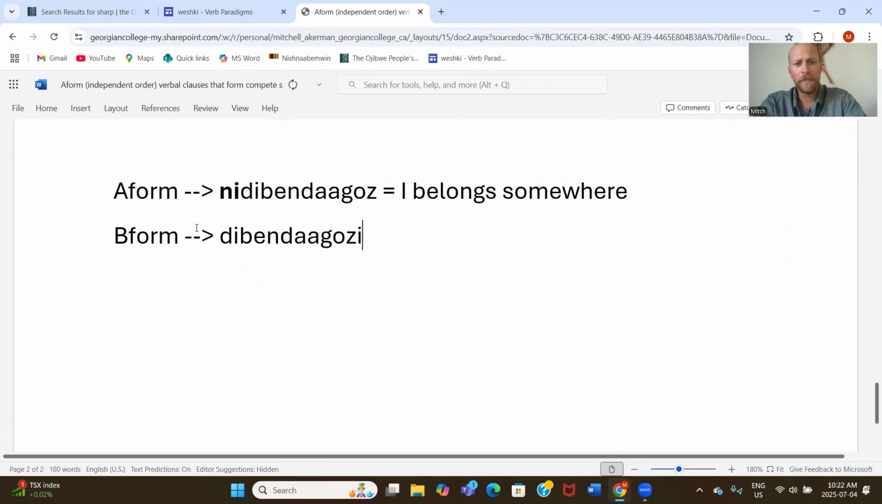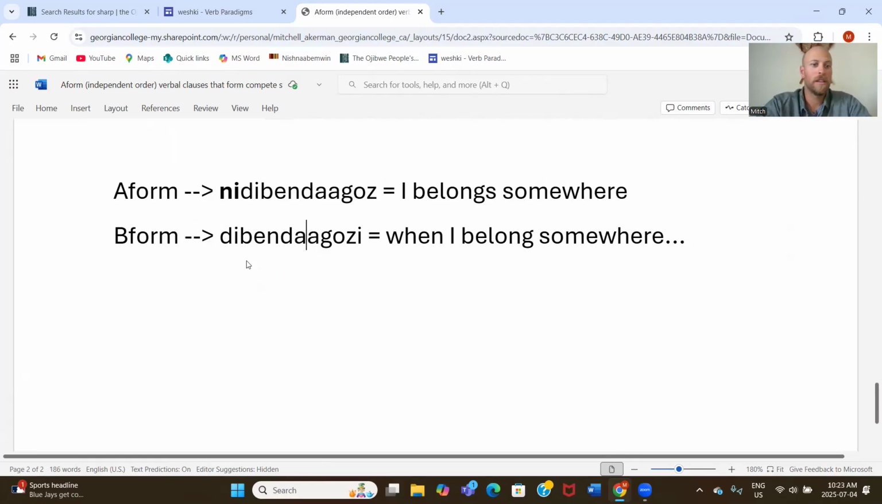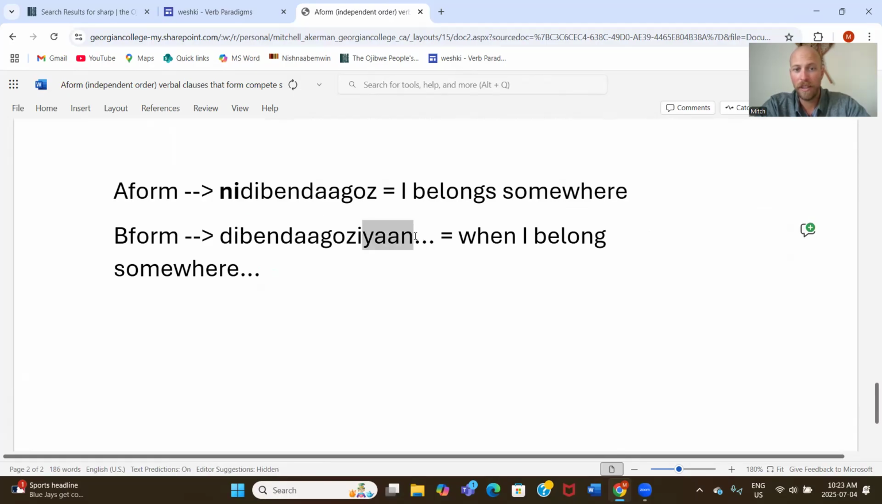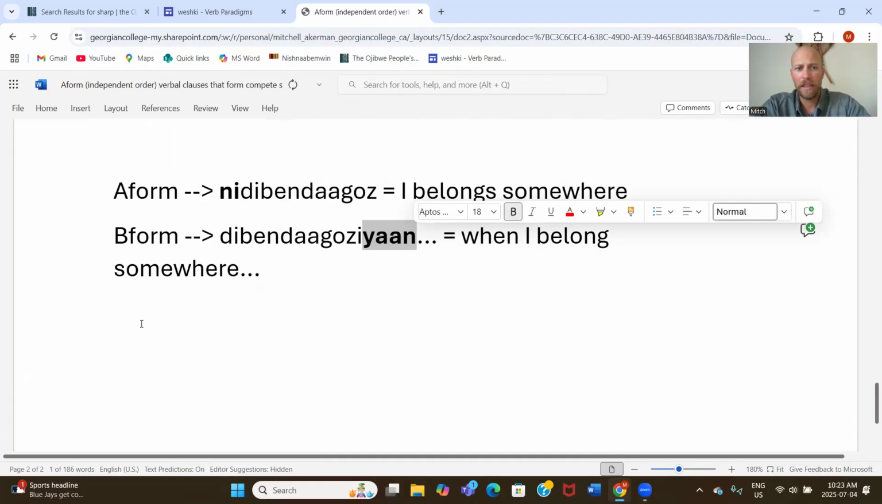The band August. And this will then turn into we want to say when I belong somewhere, dot dot dot. Okay, so this could be like, oh, if I belong to Cape, or when I belong to Cape, or even like until I belong to Cape. Maybe you're waiting for approval on your registration or something like that. It's now going to be a B form ending for me, which is yawn. Okay, yawn is when or if or until I am something. Okay, any of those B form thoughts. So there it is. Okay.